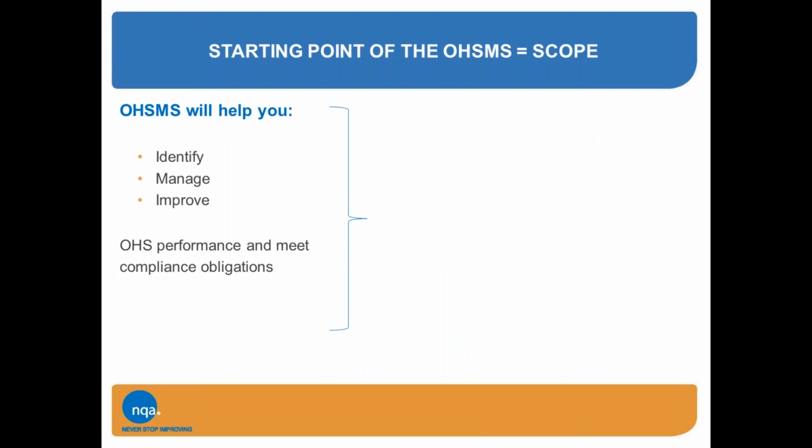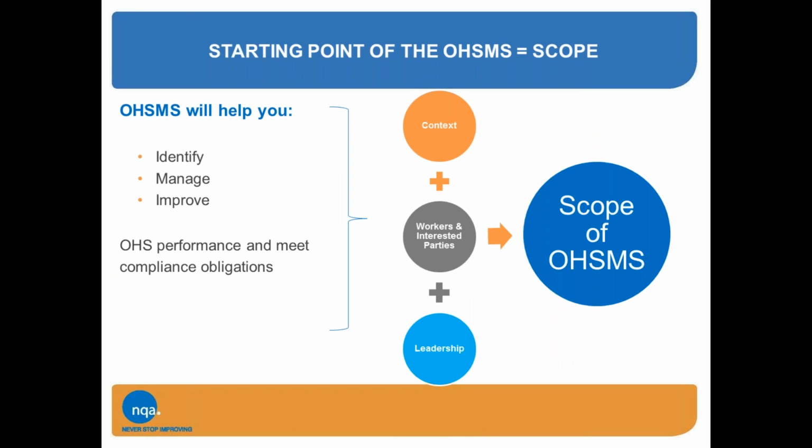So the starting point, we've got to consider what the scope is. So the scope, as far as is applicable to your management system, is: consider what you do and why you do it, who the interested parties are and how they can be affected and what their needs and requirements are, and the strategic direction and leadership of the business.